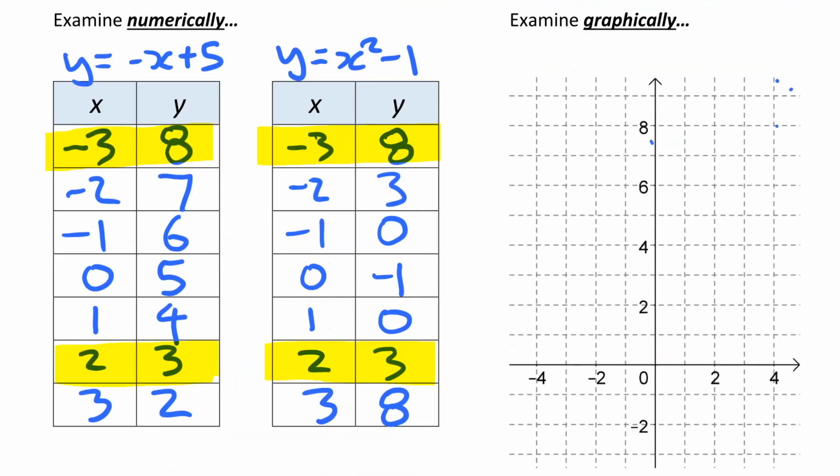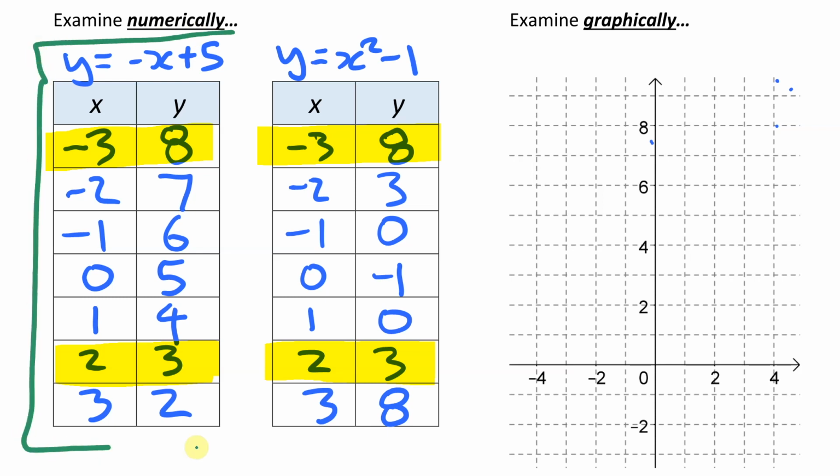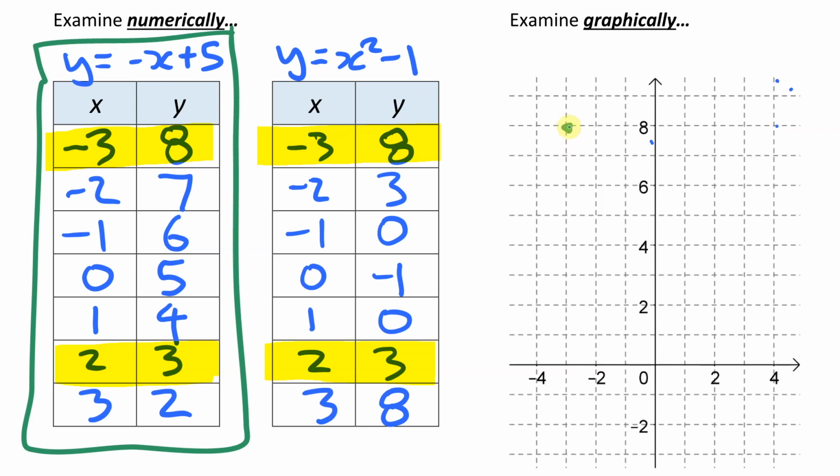We're going to look at them graphically here as well. I am going to graph each one on that grid. We'll graph the points that we have, and we'll see what it looks like. So we're going to do this one first. If you graph those points, we have negative 3, 8 right up there, negative 2, 7, 1, 6, 0, 5, 1, 4, 2, 3, 3, 2. If you draw a somewhat straight line through there, we can see what's happening. That's one of them.